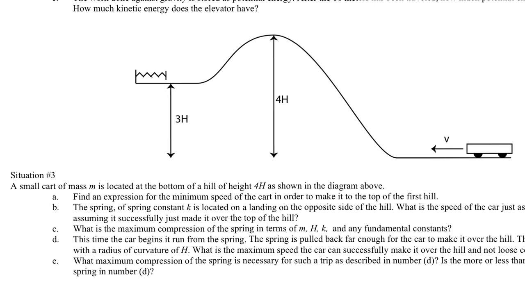So let's consider that at this moment, the car is here, pulled back against the spring, and is going to be launched to the top of this hill. We are told that the hill is a circular hill, and the car will eventually make it to the top of this hill. The hill has a radius of h, and we're asked to find what is the maximum speed the car can successfully make it over the hill.